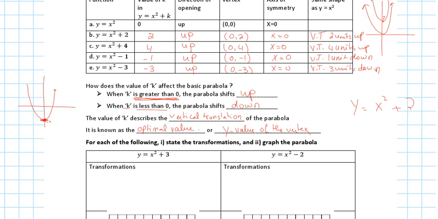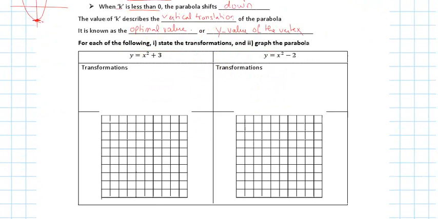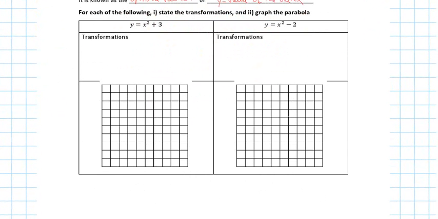Now, let's look at how we can graph this, as if we're going to sketch it ourselves. So what kind of transformation do I have here? y equals x squared plus 3. If you're going to state the transformation, what are you going to say? Vertical translation, 3 units up.